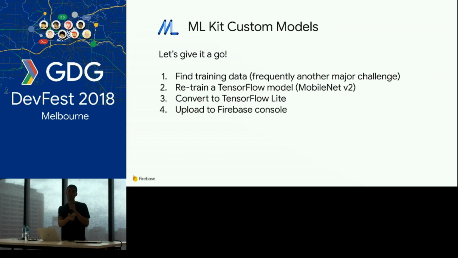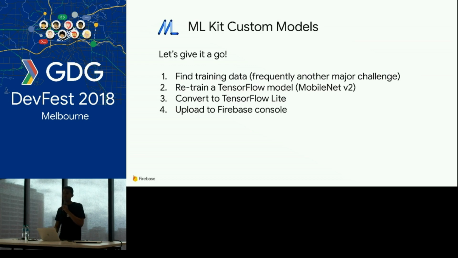So first you have to find the training data, another challenge, which can be quite difficult as well. Then you can use a retraining mechanism to build a new TensorFlow model. In this example, we're going to use MobileNet. MobileNet is a series of models that are optimized for mobile devices already. Then we're going to convert it from a TensorFlow model to a TensorFlow Lite model. And for those of you who haven't done that before, it's kind of counterintuitive. They're not completely compatible with each other. There are some operations in TensorFlow that are not supported in TensorFlow Lite.